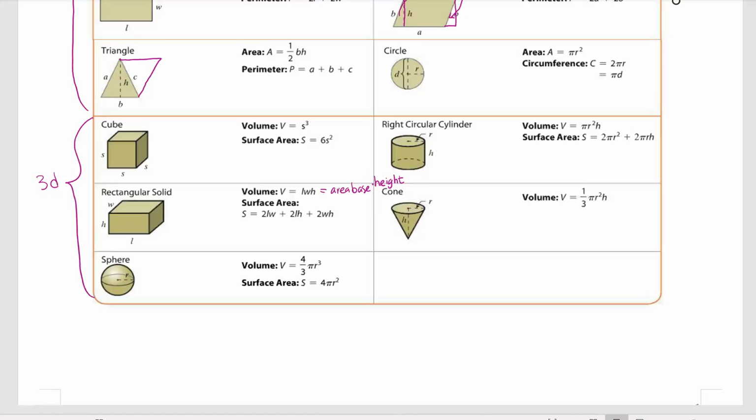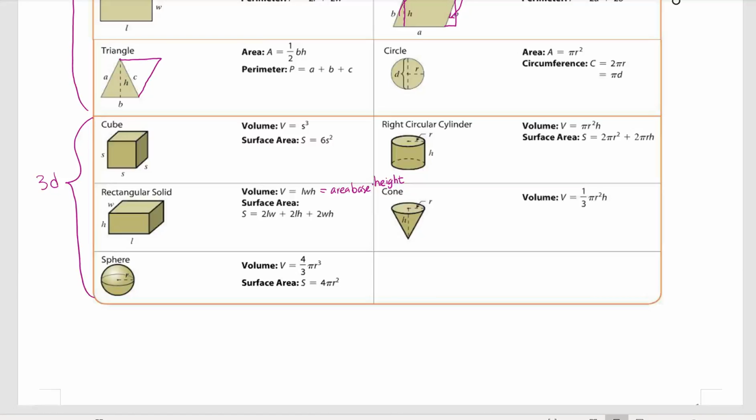Okay, and for the surface area here, we have 6 sides. The back and the front is 2 length times height. The left and right is 2 width times height, and the top and the bottom is 2 length times width. So that's why we have the surface area as this formula.